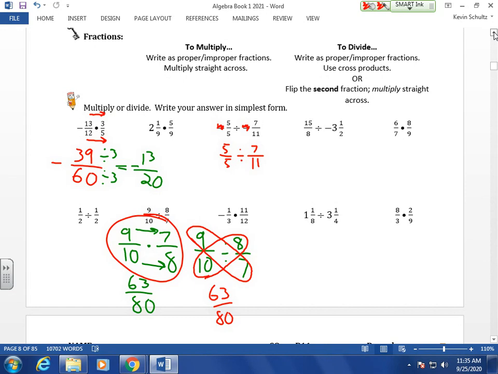Okay, your homework is to finish PO4. The integers we did not do, the fractions we did not do. Make sure your answer is written in simplest form, and that is due Monday.